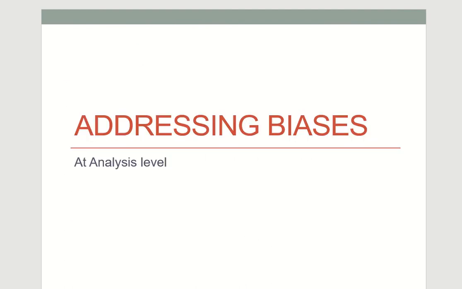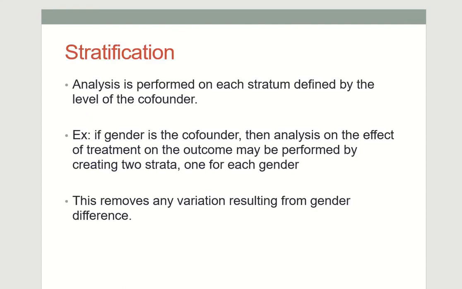Okay, so that takes us to how we address the bias at the level of the analysis, meaning the data analysis. The first technique is stratified analysis. Basically, you're going to look at the association between the exposure and the outcome at different levels of the confounder. And you will see that when I do the video on confounders.